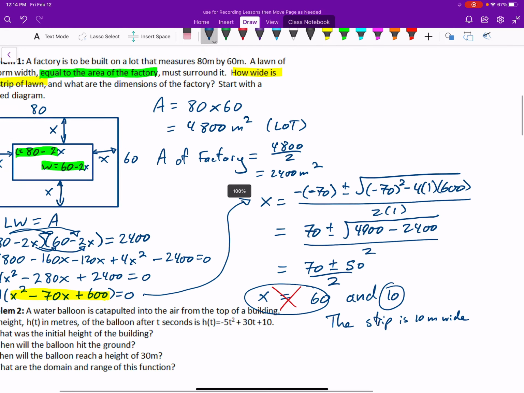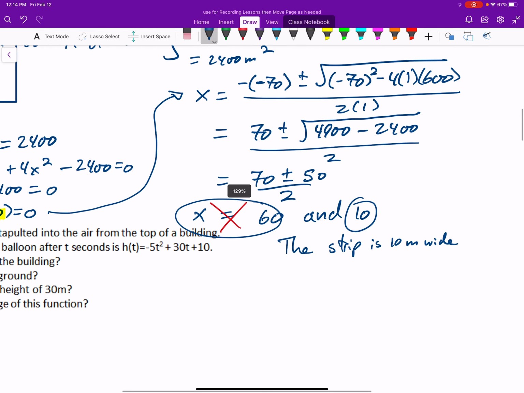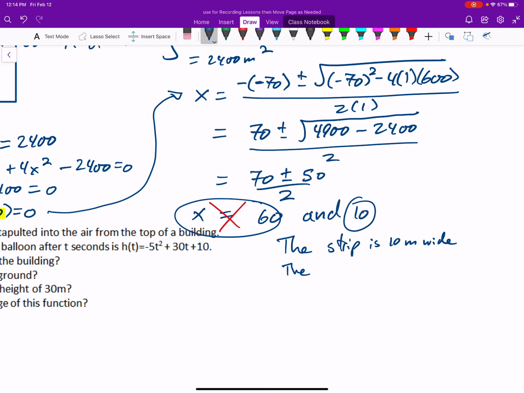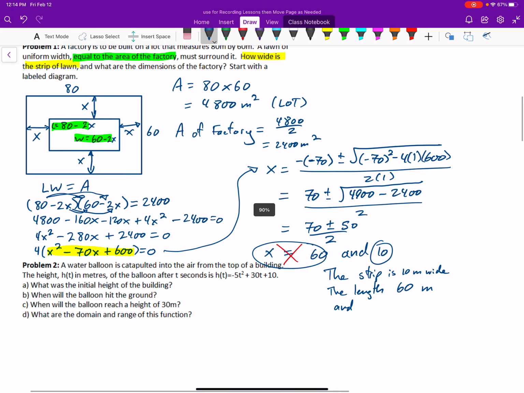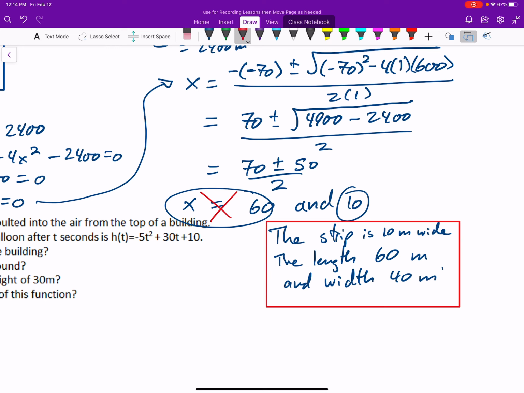and I'm also supposed to say the dimensions of the factory. So remember, the length of the factory was 80 minus 2x. So 80 minus 2 times 10 is 60 meters. And the width would be 60 minus 2x. So 60 minus 2 times 10 would be 40 meters. And there's the solution to our problem there.